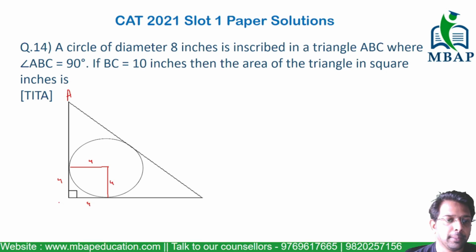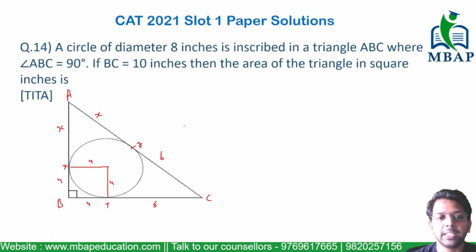Let's name this triangle ABC. The length of BC has been given to you as 10. So if BT is 4, then TC will become 6. If this is 6, and let's assume this point is Y, then CY should also become 6. If A to X is X, then A to Y will also be X. So we are able to find out the lengths in terms of either 4 plus 6, 6 plus X or X plus 4.